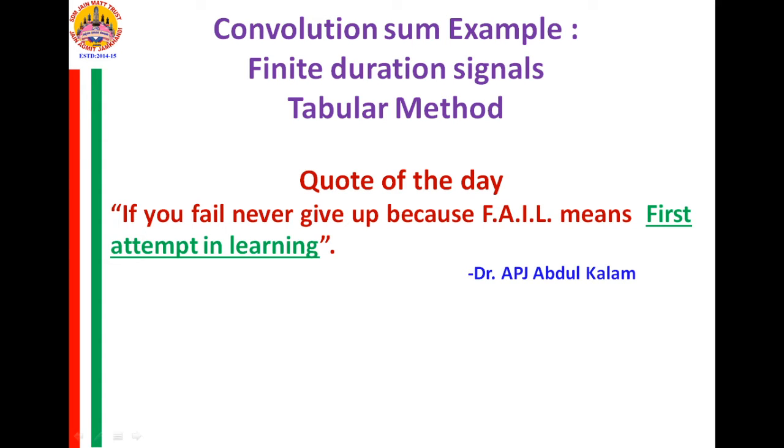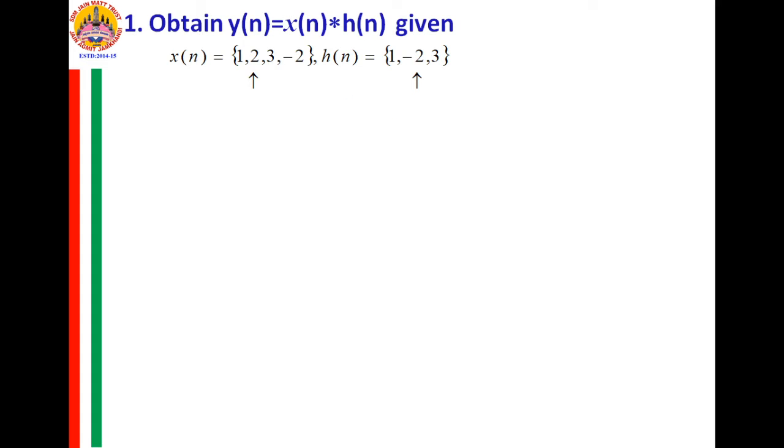So, in today's session, we shall concentrate on finding the convolution sum between two finite duration signals using the tabular method. It is essential that both x of n and h of n should be of finite length. Then only it is possible to use this tabular method to find the convolution sum.